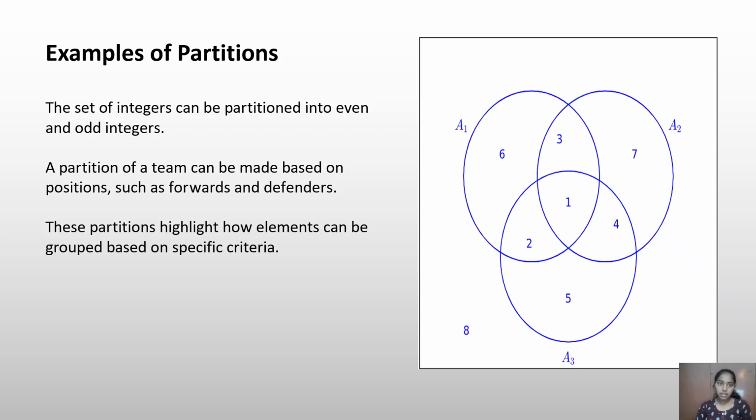Examples of partitions. The set of integers can be partitioned into even and odd integers. A team can be partitioned based on position, such as forwards and defenders. This partition highlights how elements can be grouped based on specific criteria.